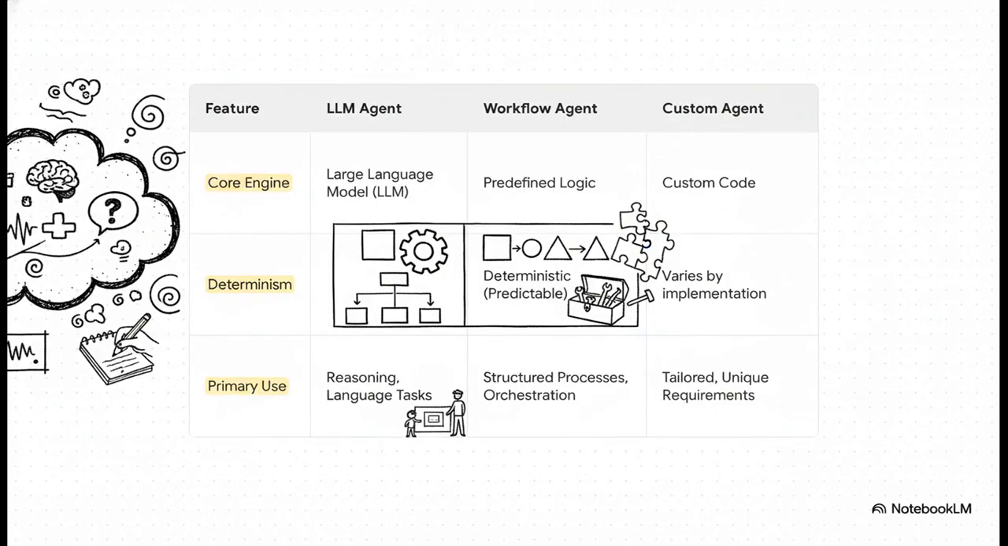And this table here, it's super helpful for figuring out which agent to use and when. It really breaks it down nicely. Basically, think of it like this. Need something flexible that can reason its way through a problem? Go with an LLM agent. Need something that follows a strict, predictable set of steps? That's a job for a workflow agent. And if neither of those quite fit, well, that's what the custom agent is for.